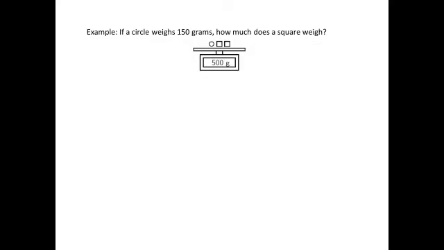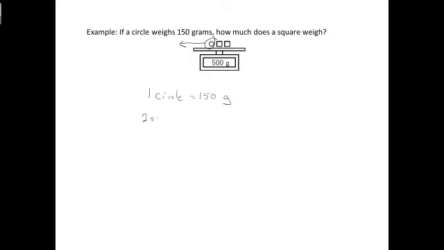In this problem, we have a scale to work with. If a circle weighs 150 grams, how much does a square weigh? This problem is different because you're working with different types of information. We still have that one circle weighs 150 grams, but now the question is, how do we get from circles to squares? In this case, we should think of it as taking that circle and removing it from the scale. If we remove the circle, the scale will get lighter by 150 grams.